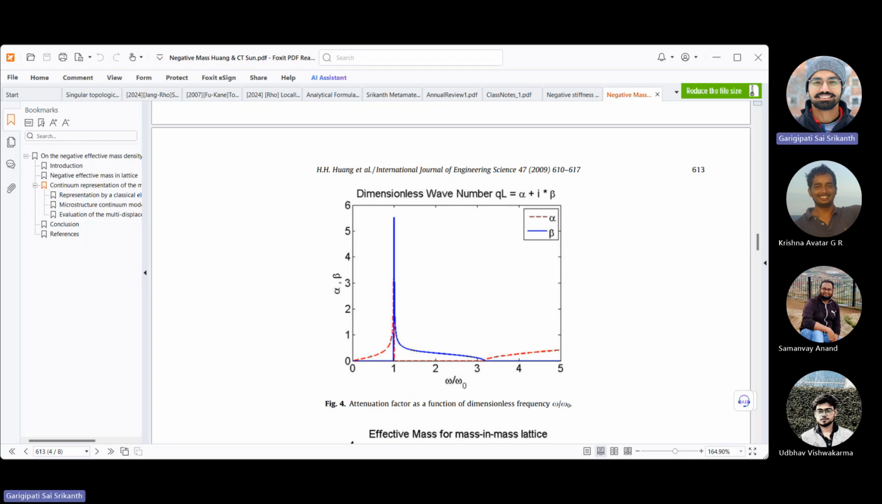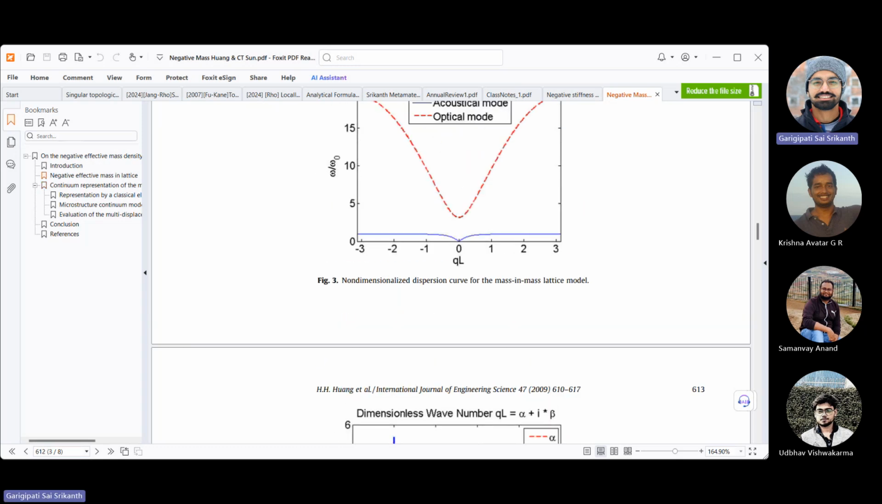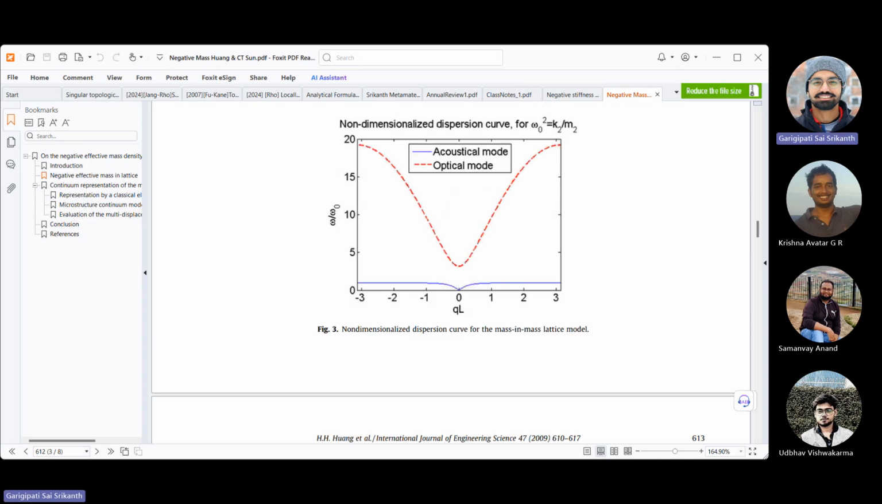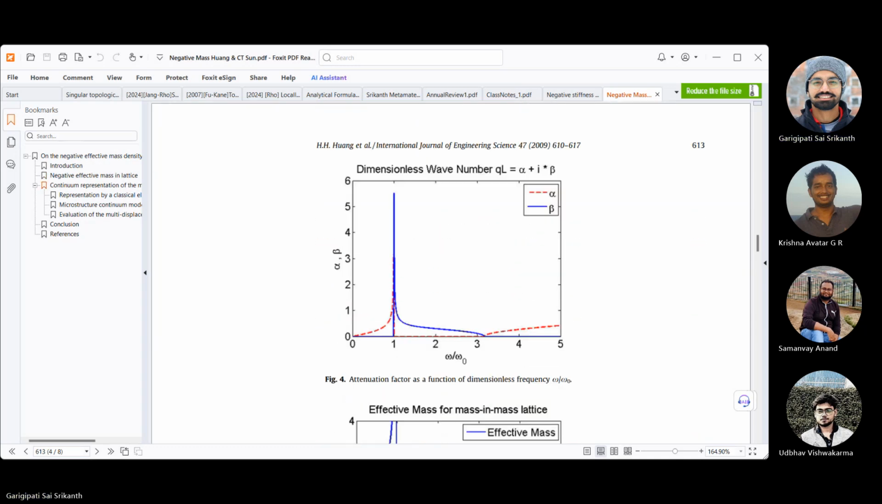Yeah. So what we see here is that alpha values are the real part of the wave number. Beta values are the imaginary part. So in the band gap region, which is from 1 to 3, although the scaling is such that we cannot tell, the alpha values can be anything, but beta values are non-zero.